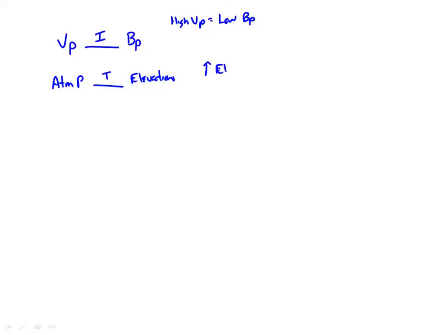What do we know about vapor pressure and boiling point? Something that has a high vapor pressure is going to have a correspondingly low boiling point. So if something's inversely proportional, it means a high vapor pressure gives you a lower boiling point, and vice versa. What about atmospheric pressure and elevation? Well, if you go up, so you increase elevation, atmospheric pressure should decrease, and so that would be an example of inversely.